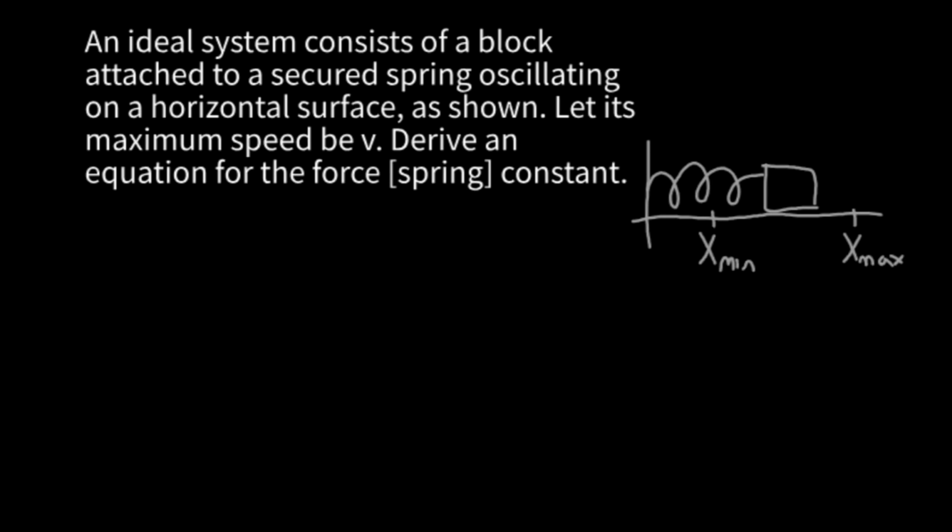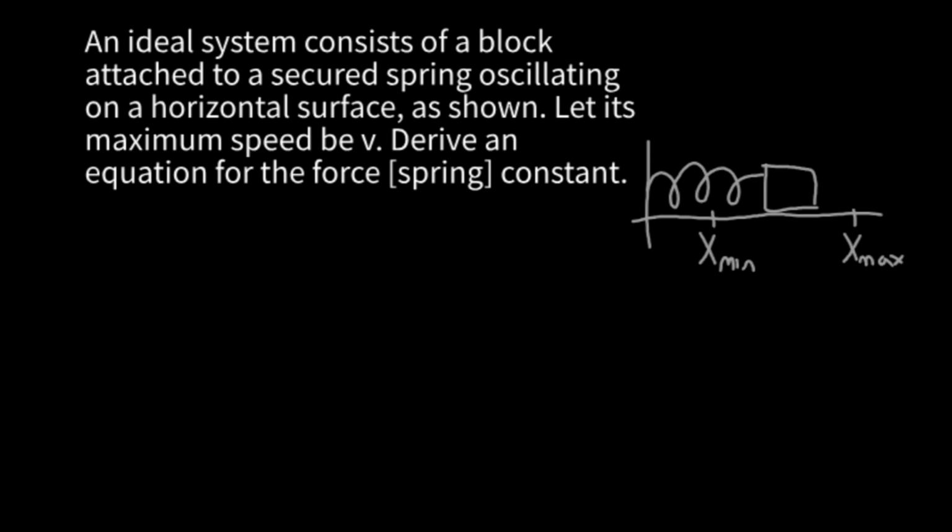Alright, let's start off this video with the challenge problem from the last video. So we have a block attached to a spring oscillating on a horizontal surface, and we're given its maximum speed to be v, and now we want an equation for the spring constant, or sometimes you'll hear it referred to as the force constant. And by an ideal system, this just means that there's no friction, no external forces that are going to do work on the system, so we can just use our regular conservation of energy equation. That's all that means.